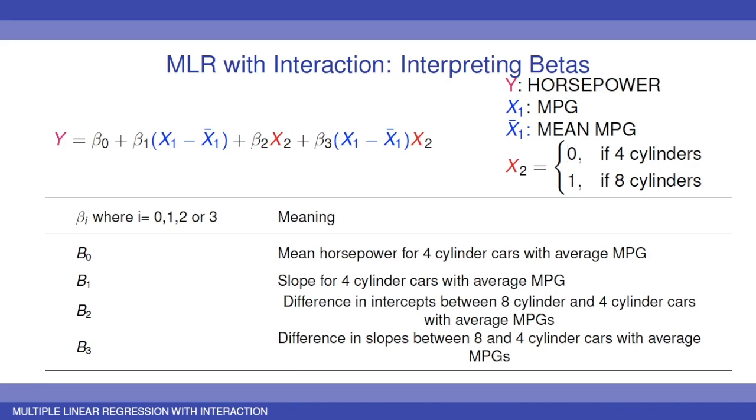Beta 0 is the mean horsepower for the baseline. Beta 1 is the slope for the baseline. Beta 2 is the difference in intercepts between 8-cylinder and 4-cylinder cars with average mpgs. Finally, beta 3 is the difference in slopes between 8 and 4-cylinder cars with average mpgs.